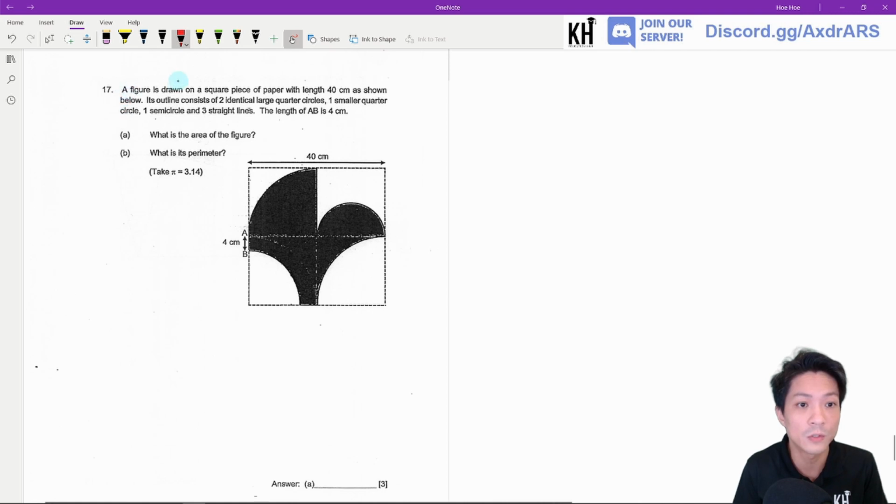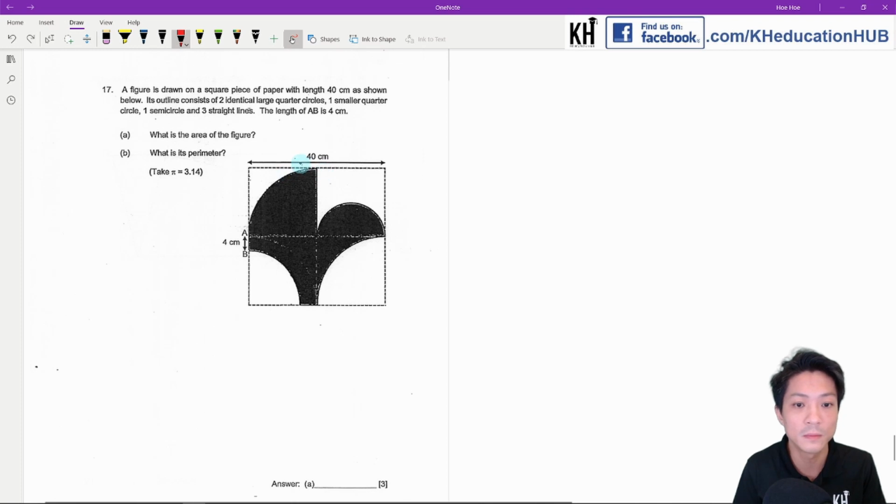Question 17, a figure is drawn on a square piece of paper with length 40 cm as shown below. Its outline consists of two identical large quarter circles. Okay, so I think these two are the large identical circles. One smaller quarter circle, which is this. One semicircle, which is this. And three straight lines. I think it is 1, 2, and 3. Okay, the length of AB is 4 cm. What is the area of the figure?